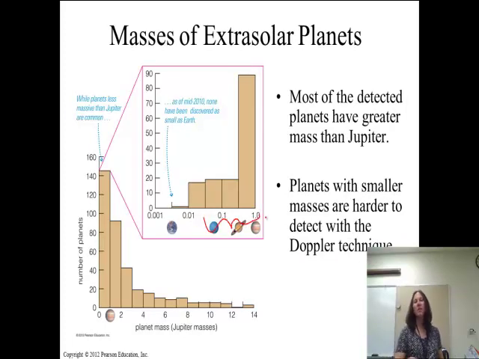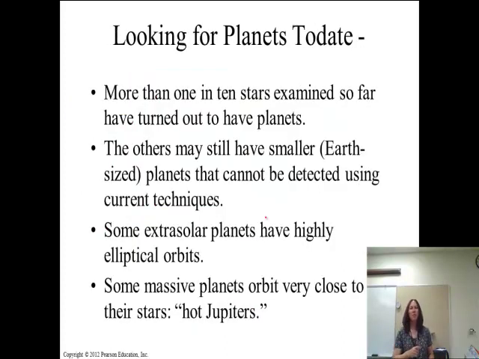Now this is a little bit dated. Gosh, I think this is several years old. But this says more than 1 in 10 stars have turned out to have planets. And I think it's even higher.